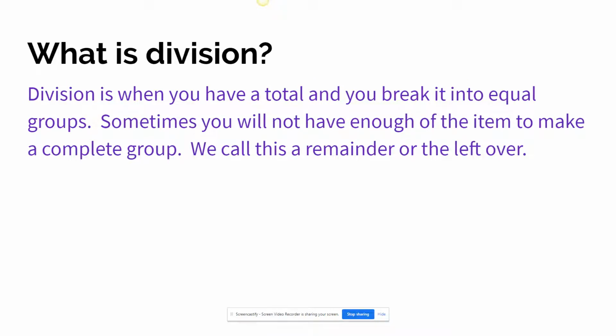Division is having a total and knowing how many groups you need to break it into. Sometimes you don't always have enough when you're dividing to get another group, and we call that the remainder.